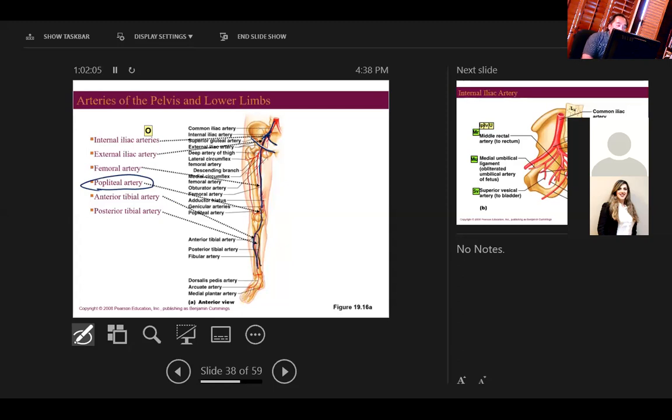The one to the front, I'm going to call it the anterior tibial artery, because it's located at the tibia. And the one to the back is the posterior tibial artery, okay?